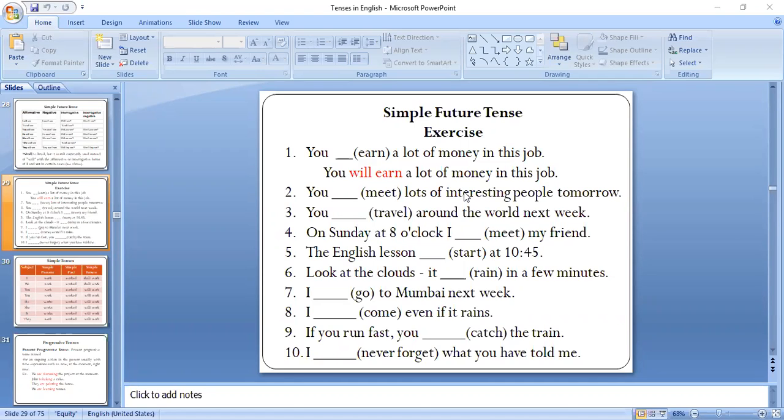Ninth sentence is: If you run fast, you catch the train. If you run fast, you catch the train. So what will be the form of catch we will use here? What form will be correct for this blank space? If you run fast, you will catch the train.